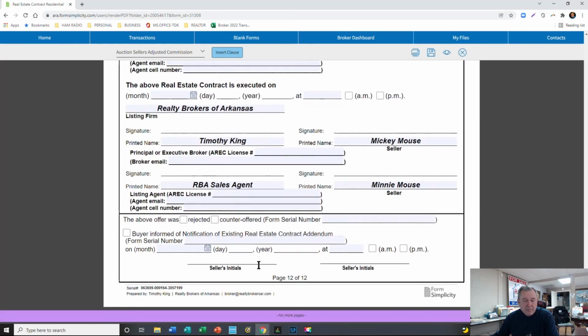All right, guys. By the way, one last thing. The bottom of page 12 down here, if it's not accepted up here, then please get rejected or counter-offered. Every contract written needs to be accepted, rejected, countered, or terminated. Right, a termination. We've got to put in writing the status of every real estate contract. That way nothing's laying around and comes back to bite us.